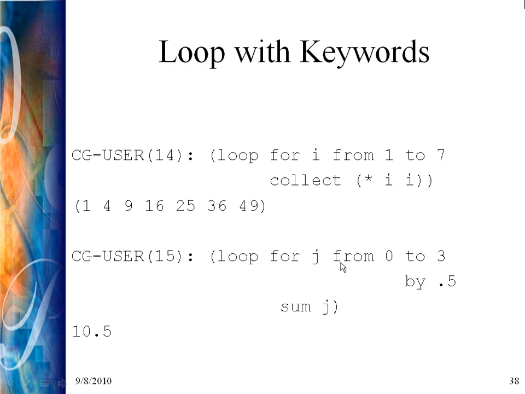Loop for j from 0 to 3 by halves and sum j. So it's 0 plus a half plus 1 plus 1 1/2 plus 2 plus 2 1/2 plus 3, which according to this is 10.5, and I assume that's correct.